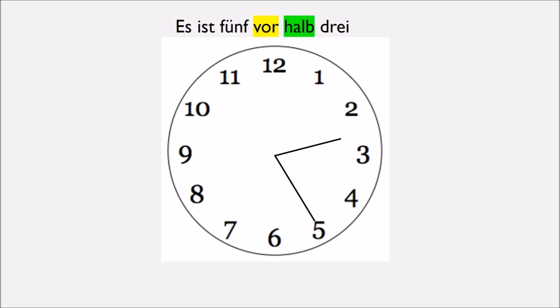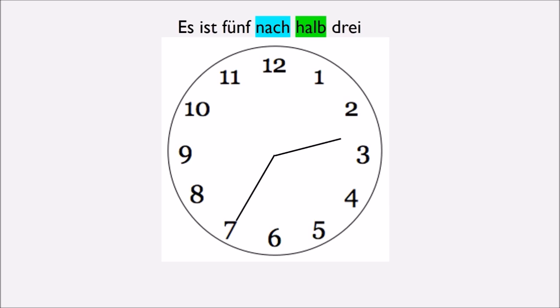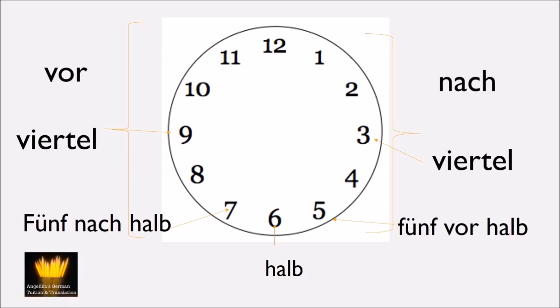Can you now work out what 25 to 3 would be? Yes, it's 5 minutes after 2:30. 5 nach halb drei. Not that difficult really, is it?